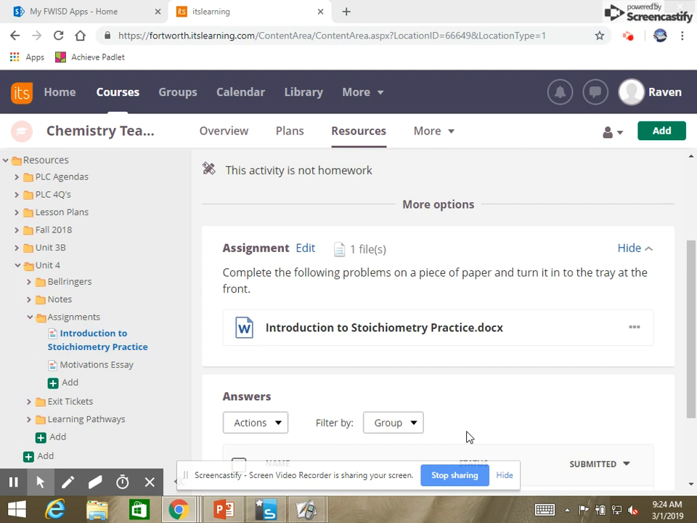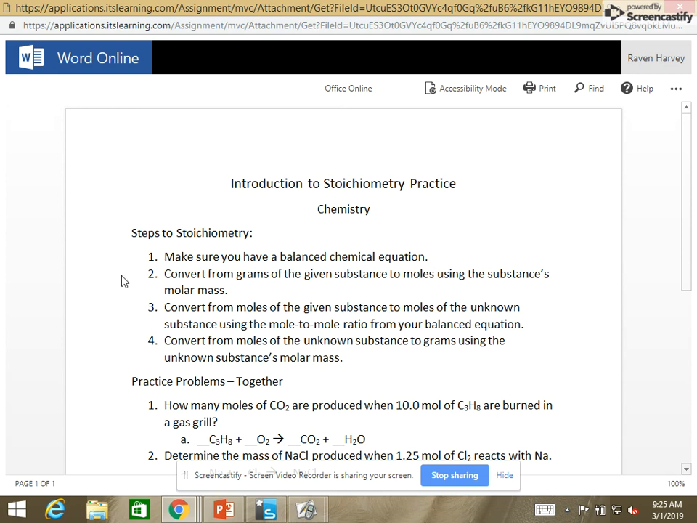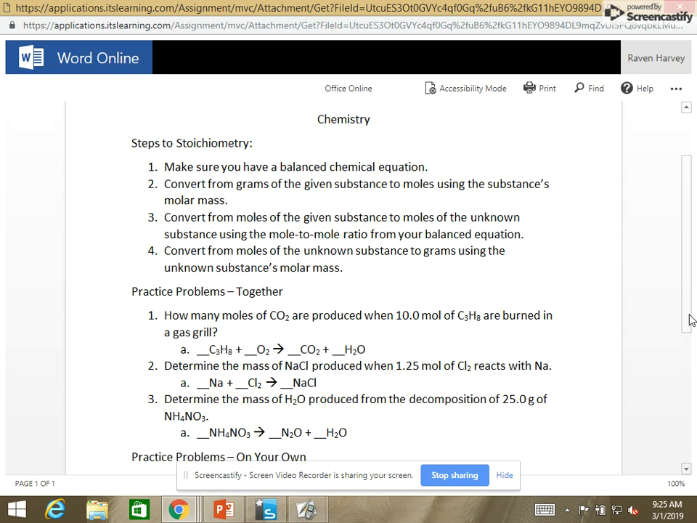All right, so I'm going to start working example problems from the Introduction to Stoichiometry Practice assignment on its learning. If you see the assignment and you open it, it will look something like this. You'll notice at the top I have these 4 steps on how to do stoichiometry. Hopefully those are already added to your notes. The problems that I'm going to be working are these practice problems together.